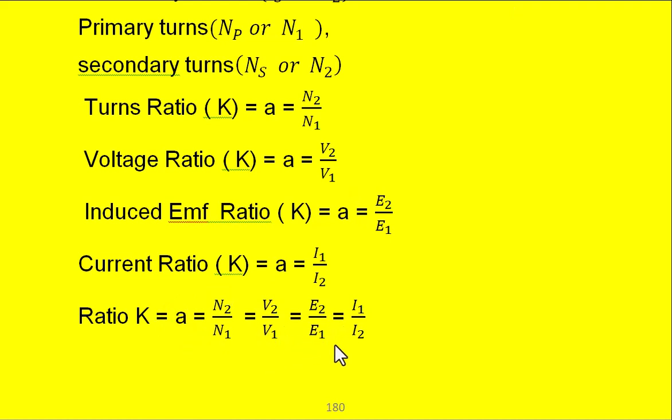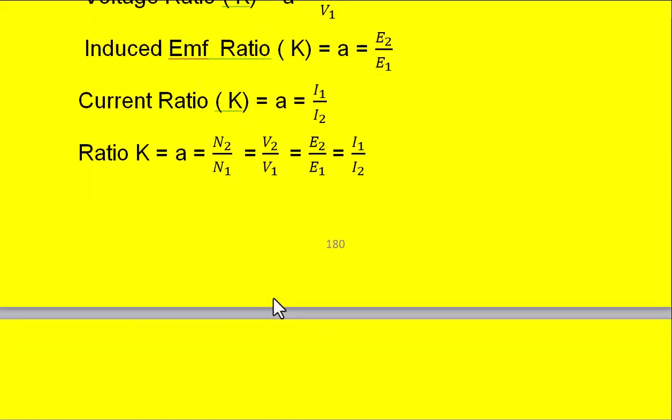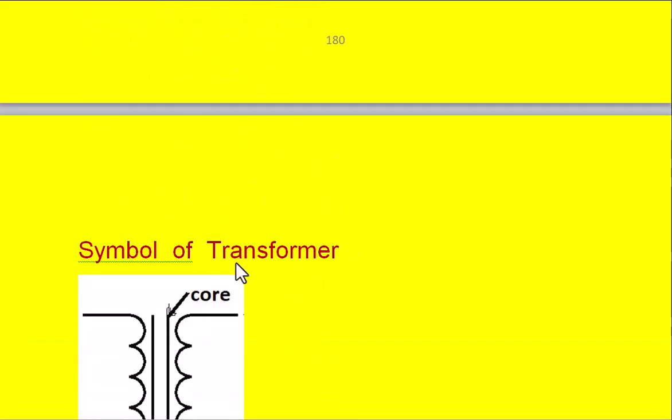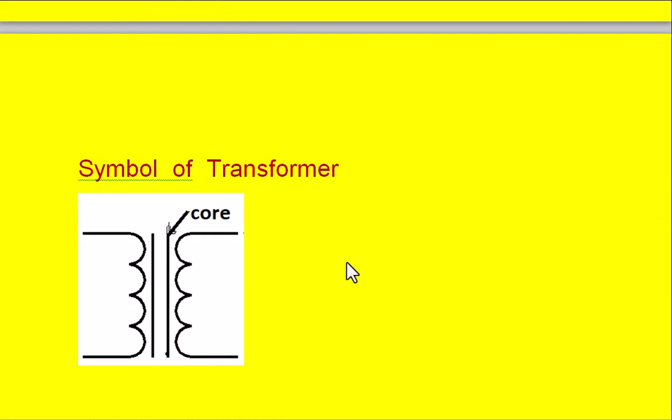This turns ratio can also be written as K is equal to a is equal to N2 by N1 is equal to V2 by V1 is equal to E2 by E1 is equal to I1 by I2. Here it can be observed that the voltages are directly proportional to the turns, whereas the current is inversely proportional to the voltages and inversely proportional to the corresponding number of turns.